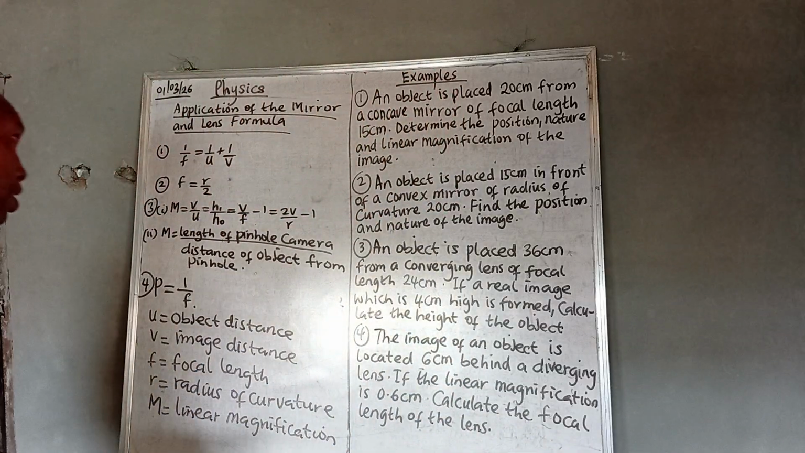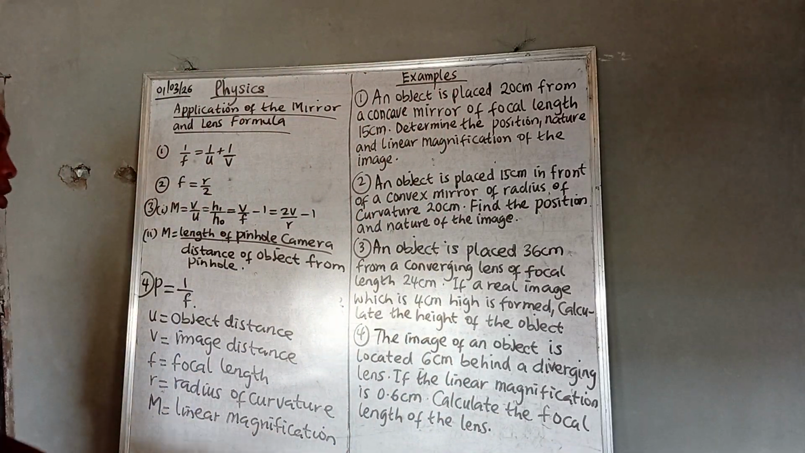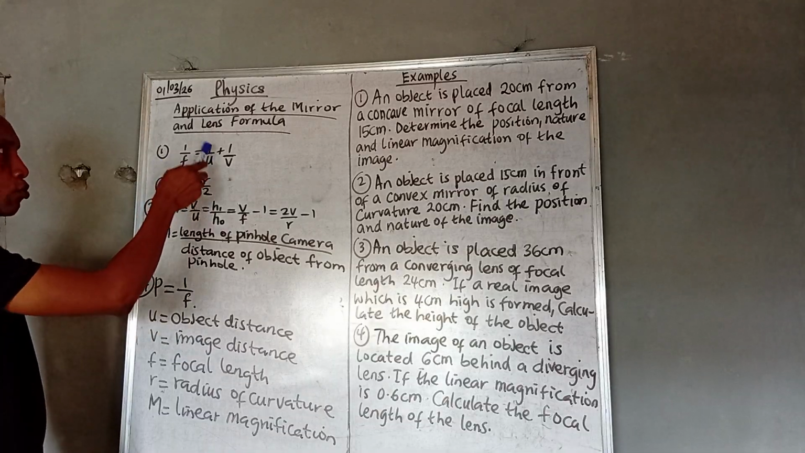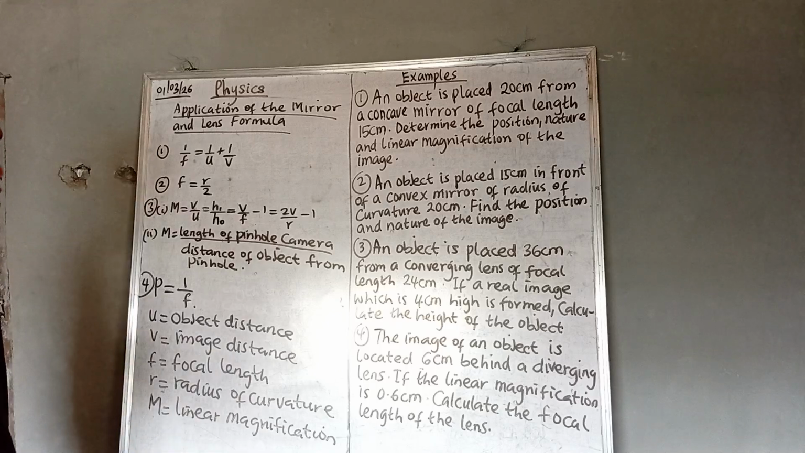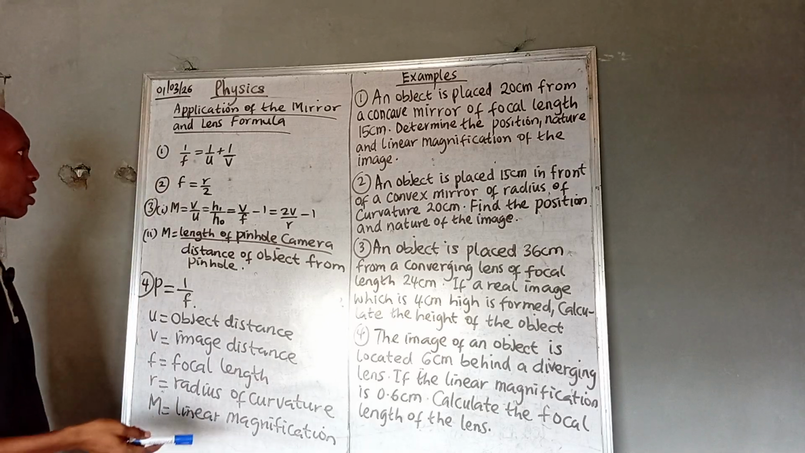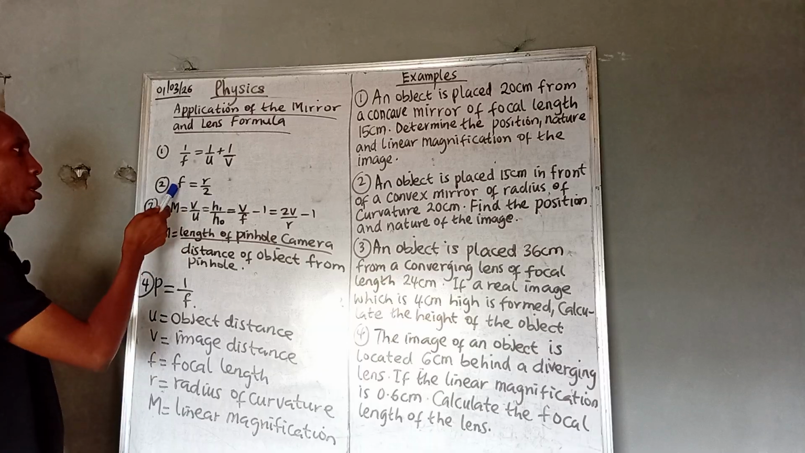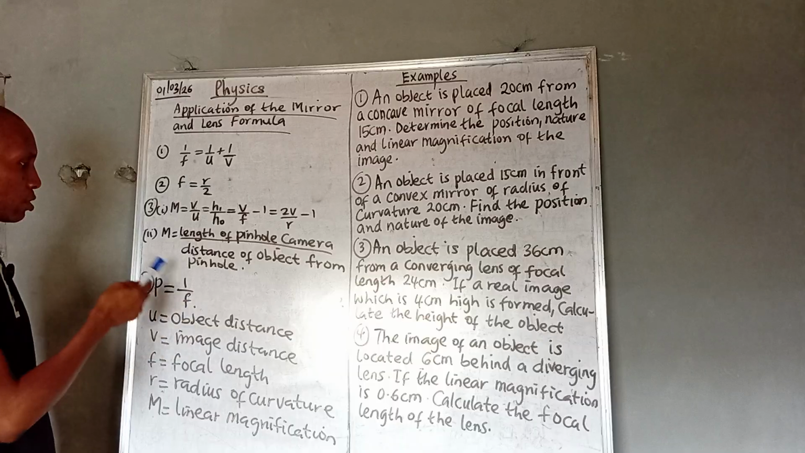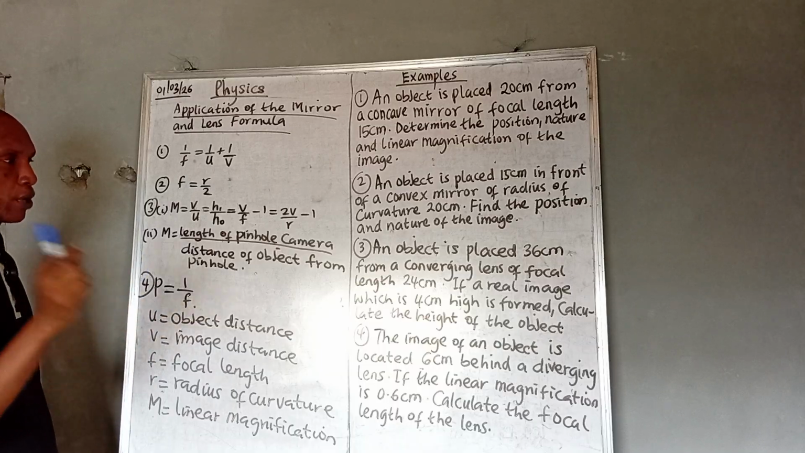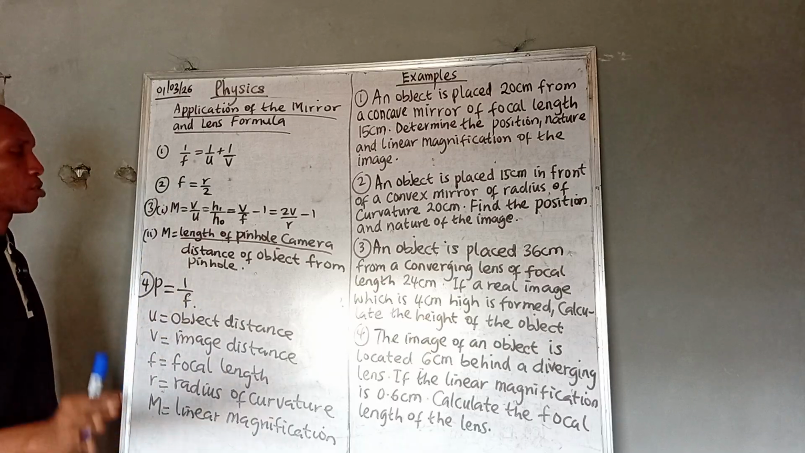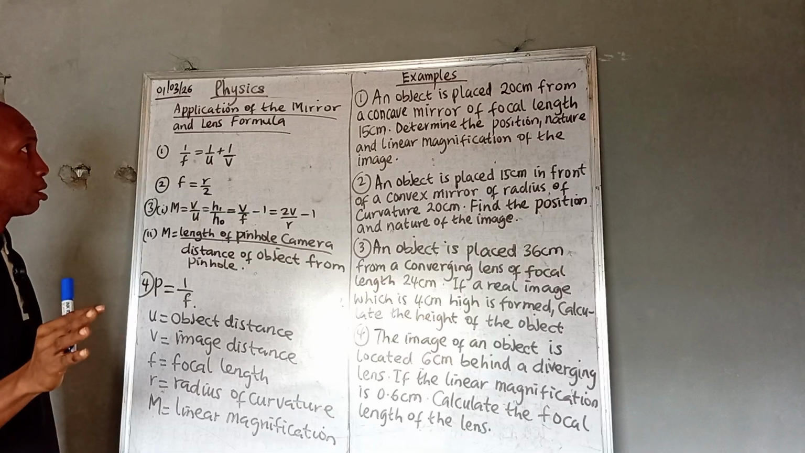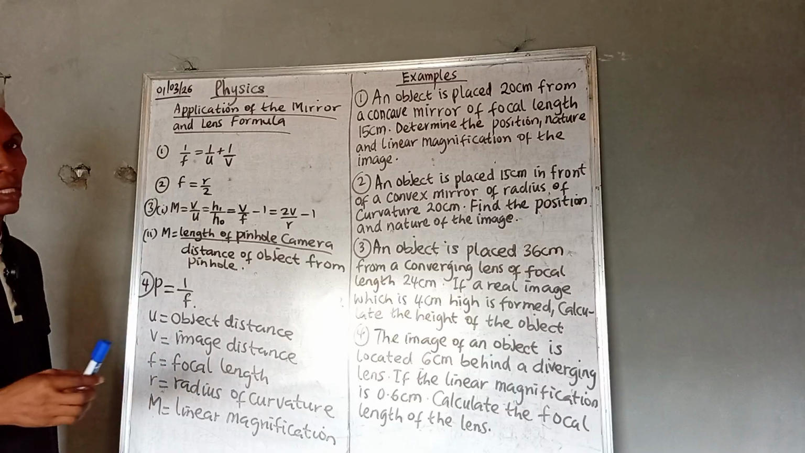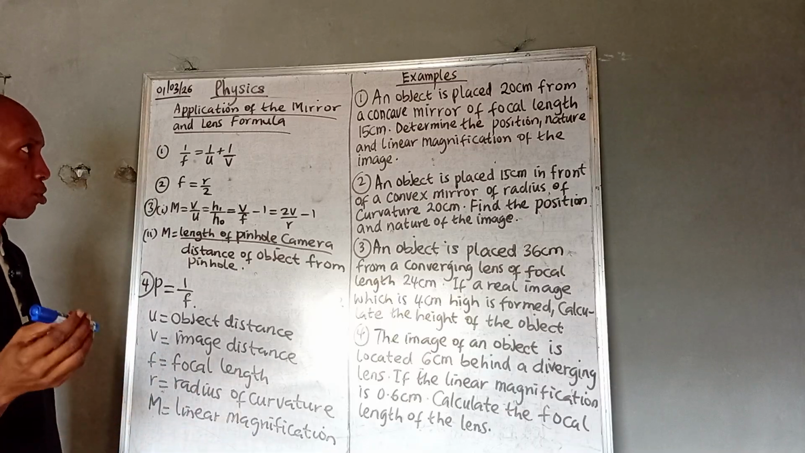Today we are taking a look at some questions that require application of the mirror formula. The first formula on the board, 1 over f is equal to 1 over u plus 1 over v, is called the mirror or the lens formula. Then the second formula is f is equal to r over 2. We have 4 main sets of formula to use in this topic, involving calculations on spherical mirrors or lens.